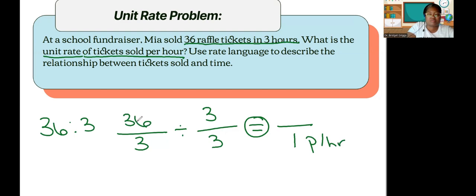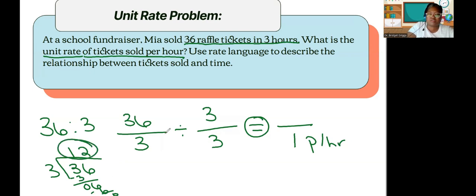And we are now dividing 36 by 3. Well, 36 divided by 3 is 3 groups of how many will give us 36. So if we think about that, well, that is the same as 36 divided by 3. 3 goes into 3 one time, and that's going to leave us with 0. And 3 goes into 6 2 times, and that will leave us with 0. So now we know that 36 divided by 3 is 12. So 12 raffle tickets.